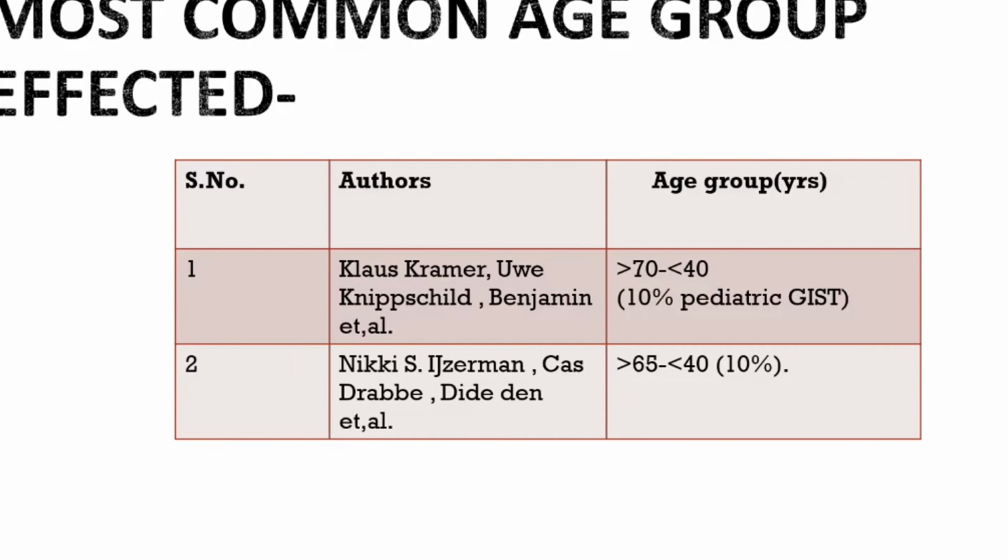Next slide. Now, regarding the common age group affected, according to authors Klaus Kramer, Wei, Pipelfori, Beijing, et al., they found that the most common age groups of GIST are more than 70 and less than 40. In 10% of cases, pediatric GIST is found. Again, according to author Nikki J. Isman, they found that people more than 65 years of age and less than 40 years of age have GIST.